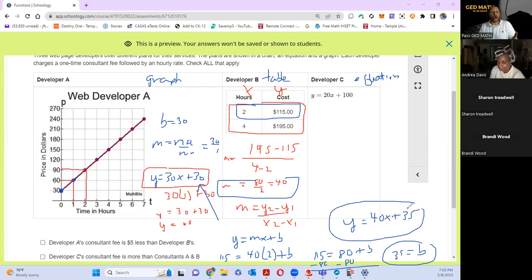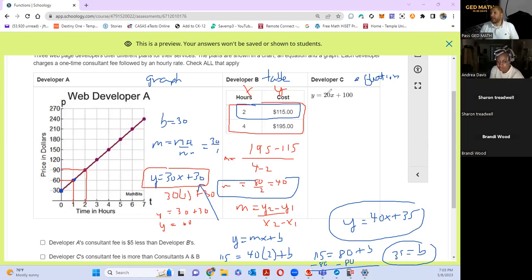So now I know the term with my x can change, so that means that's my per hour. So that means this second web developer charged $40 per hour, but his consultant fee is 35 bucks.